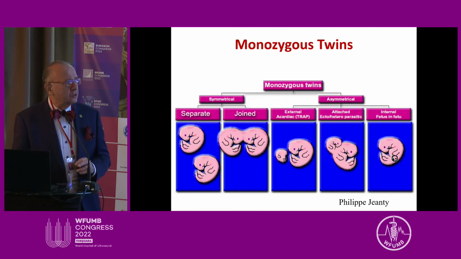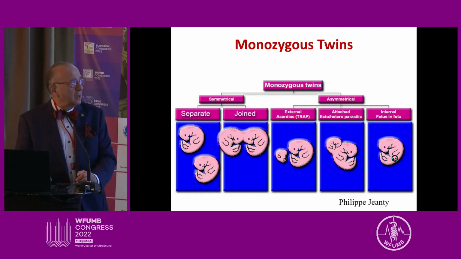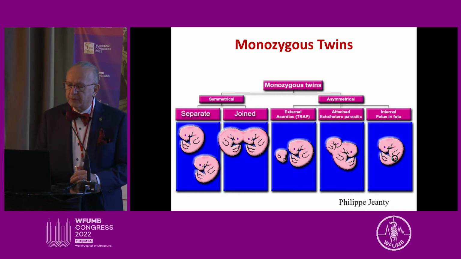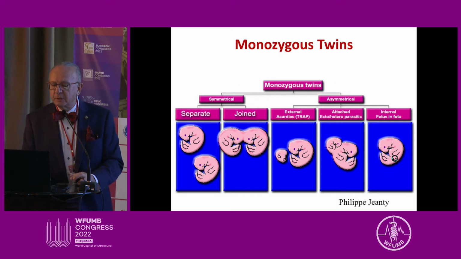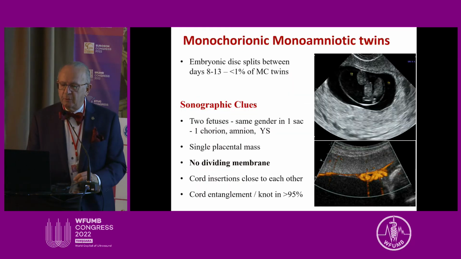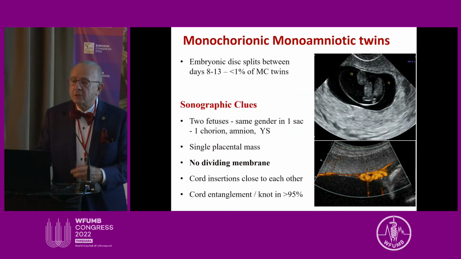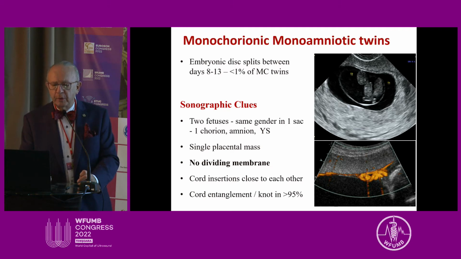Now, monozygotic twins can be of 2 types, symmetrical when they're separate or joined, and asymmetrical, and you can have, for instance, the middle one is fetus in fetu, we can have trap sequence, or we can have a parasitic fetus on top of the normal fetus. So as we said, the split is between 8 and 13 days. It's less than 1% of the monochorionic twins.